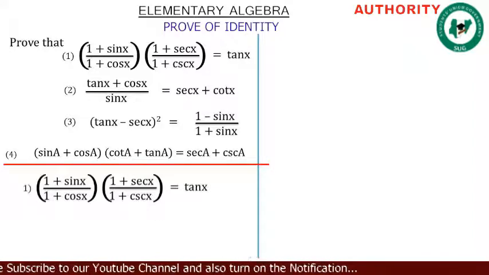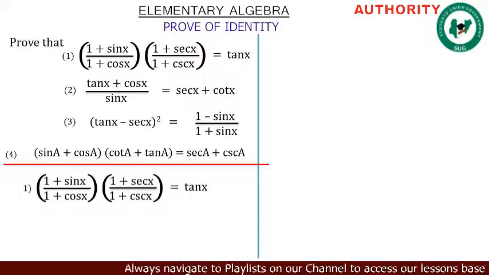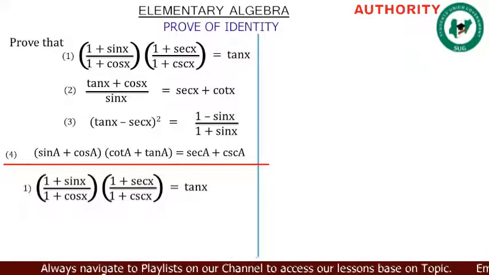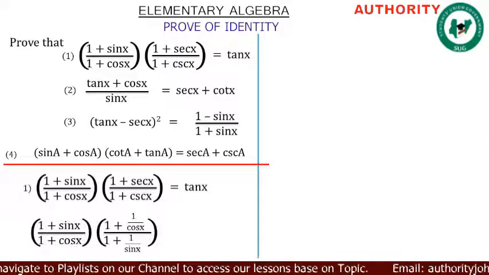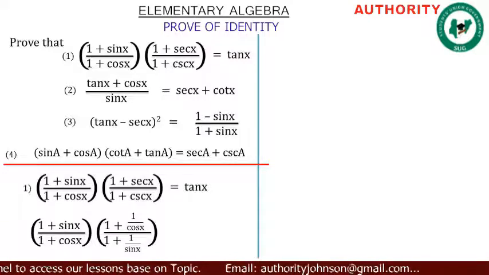Okay, now let's go. Number 1, we say (1 + sin x)/(1 + cos x) times (1 + sec x)/(1 + cosec x) is equal to tan x. Let's work with the left hand side. In this second bracket where we have 1 + sec x, sec x is actually the inverse of cos x. So let's write the inverse.